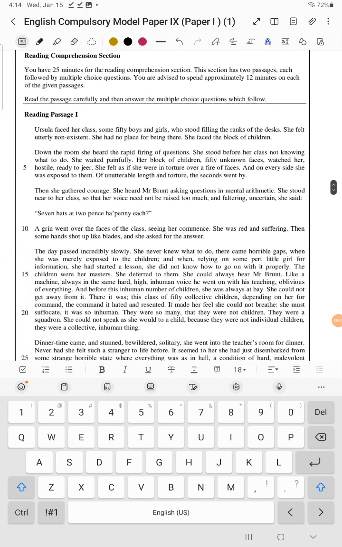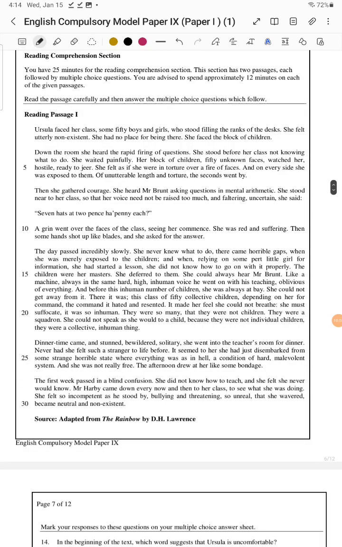Now comes your reading comprehension section, which I think is very difficult for you. So, let's discuss this passage. We have a source adapted from The Rainbow by D.H. Lawrence. First of all, we have to read the source. From The Rainbow, we can realize that this is a sort of interesting story, a type of narrative story.